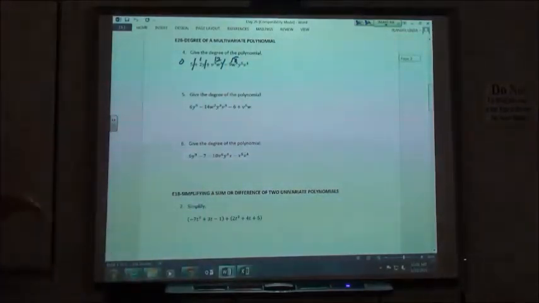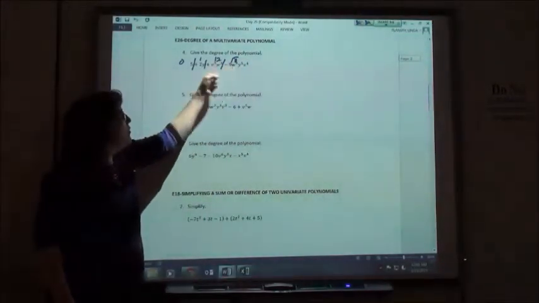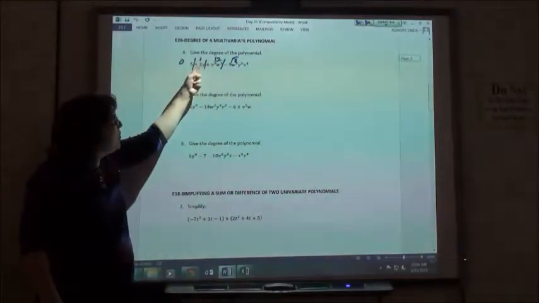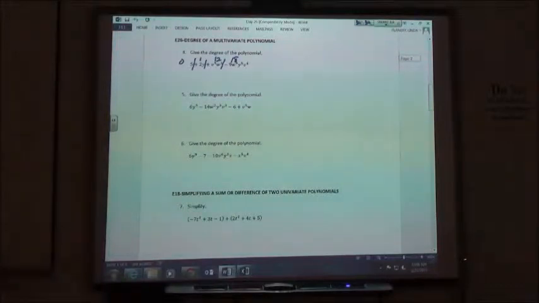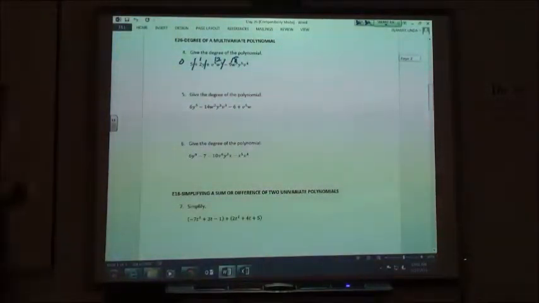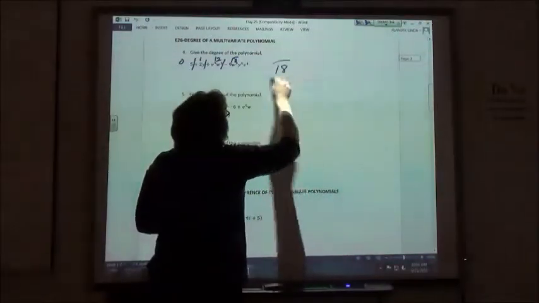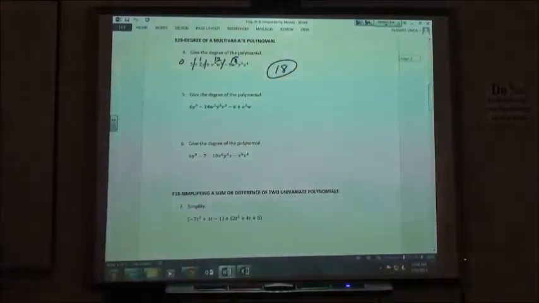So if I were to rewrite it, that term would go first, this one would go second, that one would go third, that one would go last. We really don't have to rewrite it to tell what the degree of the polynomial is. The degree is the highest one you get. So in this case, the 18 is going to be the degree of that polynomial.